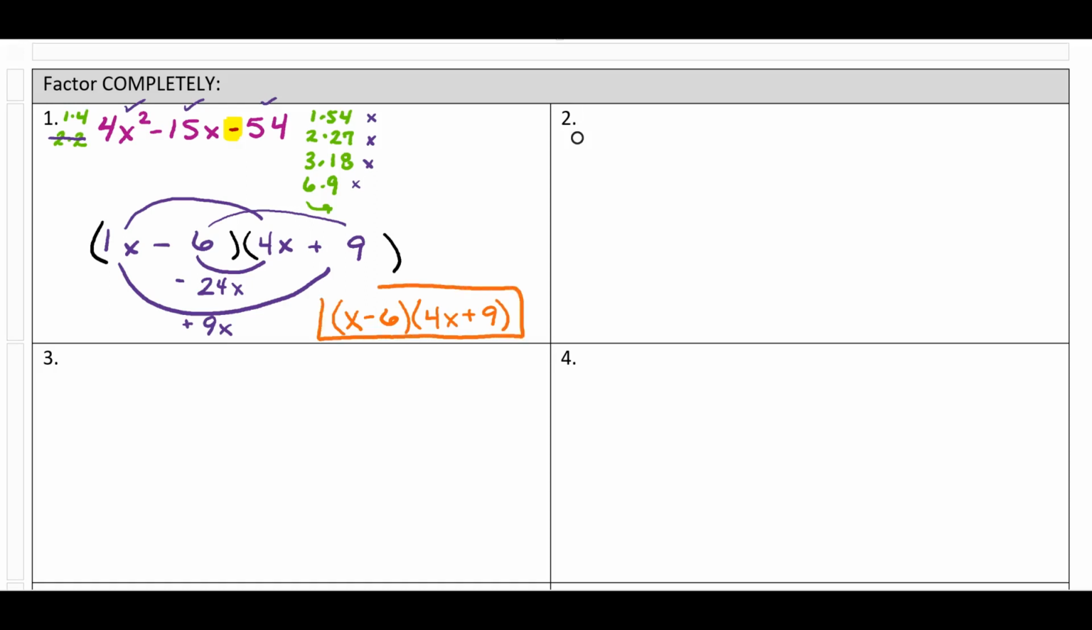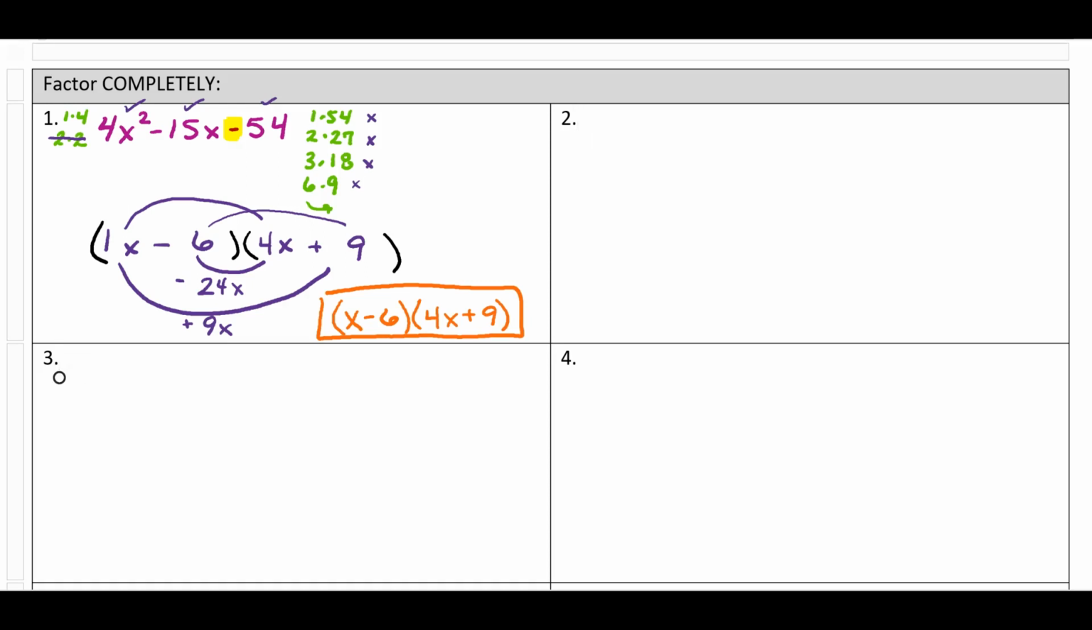Okay, and you can put them in either order. 4x plus 9 times x minus 6 works just as well because of the commutative property. Now, I picked this first problem because it was a little frustrating that we had to try so many factor pairs. Sometimes you just have to guess and check until you find a pair that works. Okay, so it might be frustrating. Sometimes your first guess is going to be the right one. Sometimes it's going to take 6 or 7 guesses. You can't give up. Until you have exhausted every single option, you have to keep trying the factors.